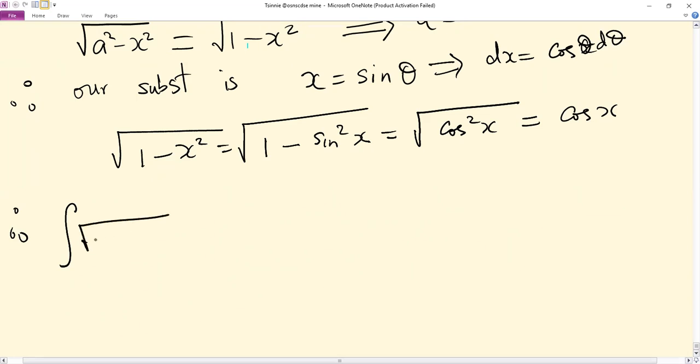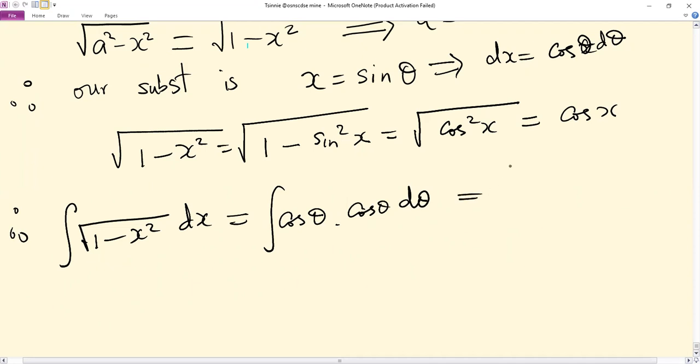So the integral of the square root of 1 minus x squared dx: this part is the same as cosine of theta, and dx is the same as cos of theta d theta, which will be the integral of cosine squared theta d theta.